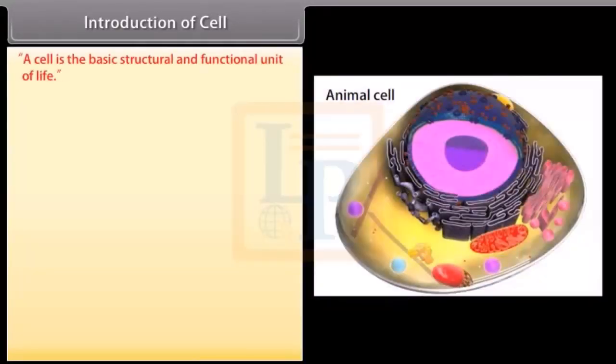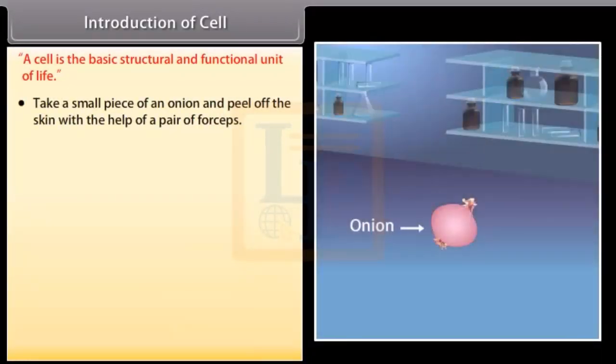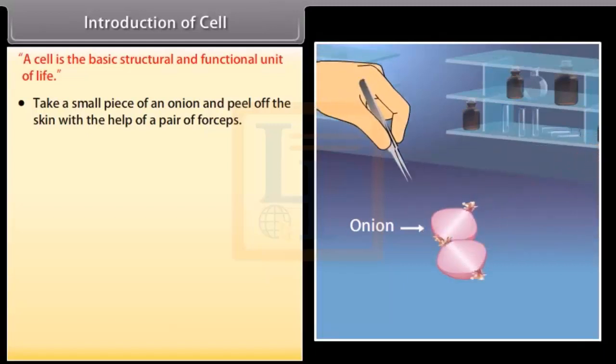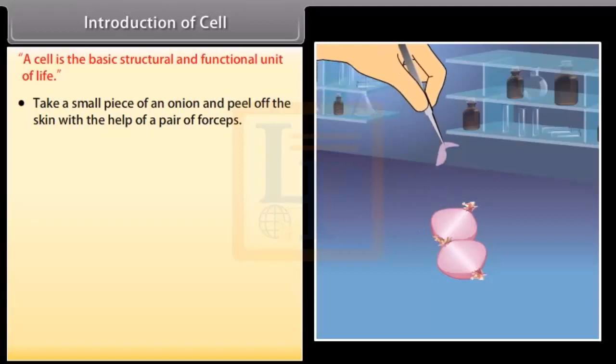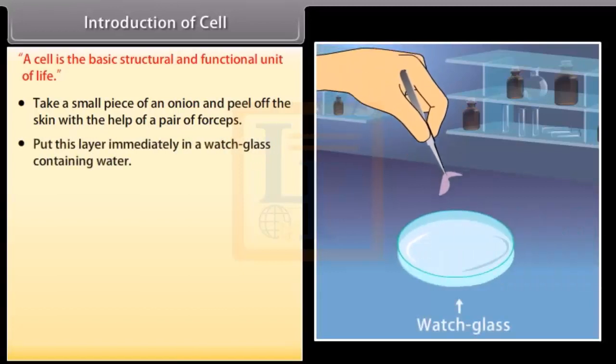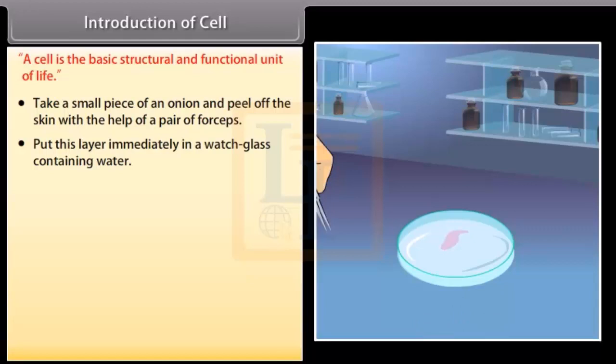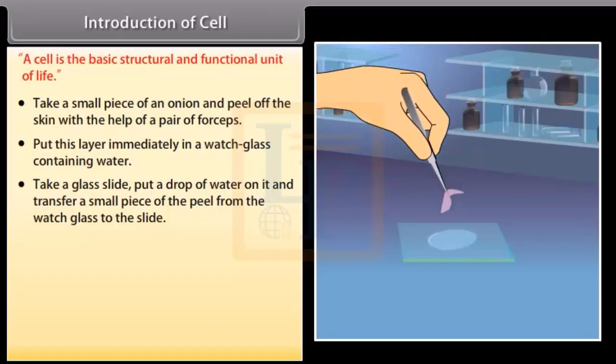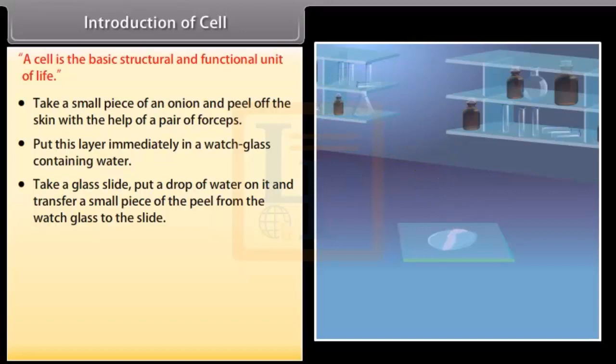Introduction of cell. A cell is the basic structural and functional unit of life. Experiment. Take a small piece of an onion and peel off the skin with the help of a pair of forceps. Put this layer immediately in a watch glass containing water. Take a glass slide, put a drop of water on it and transfer a small piece of the peel from the watch glass to the slide.